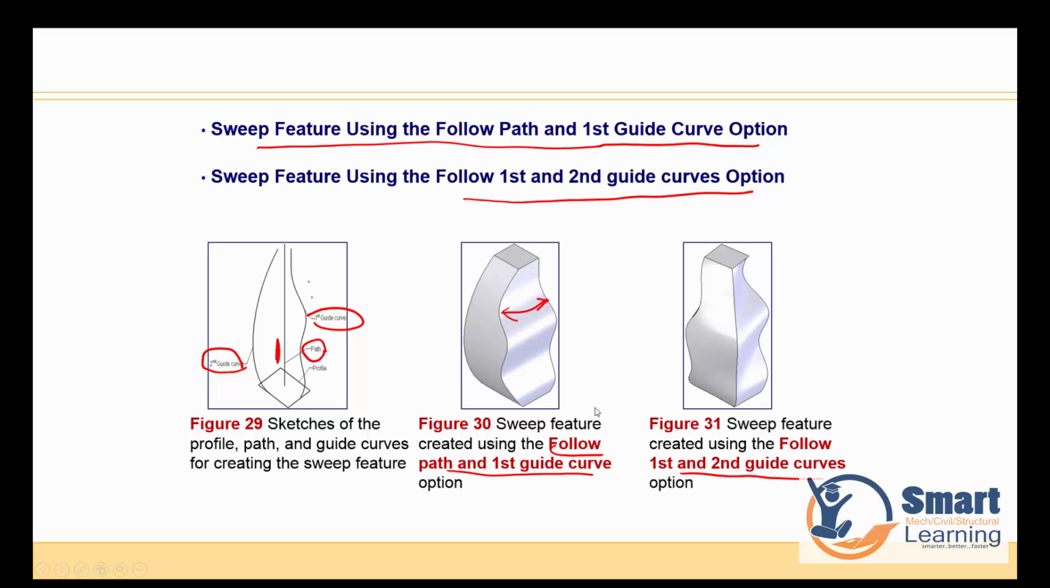So here the concept is the sweep feature created using the follow path and the first guide curve. Here you can see the path and the first guide curve, and this is the second guide curve. So always the path is this one, and this is the first guide curve. And if you switch to the follow first and second guide curve, then that will be a different protocol. So let me show you what I mean, the first and the second guide curve.